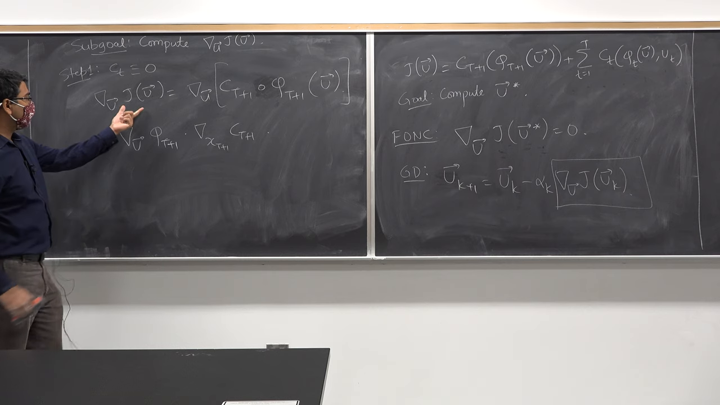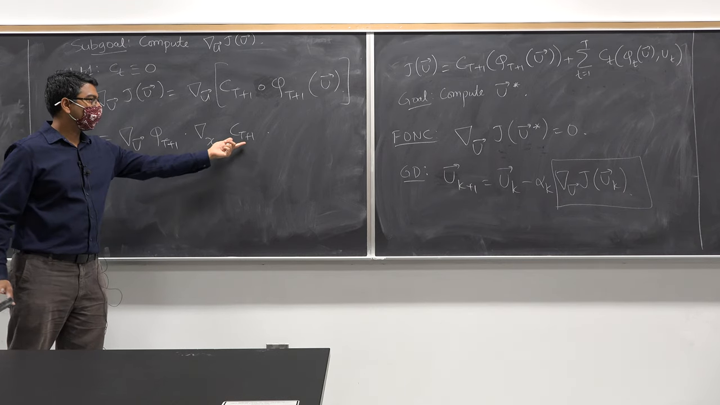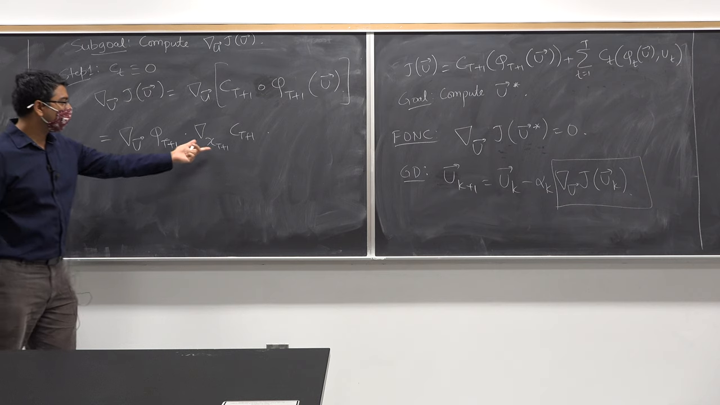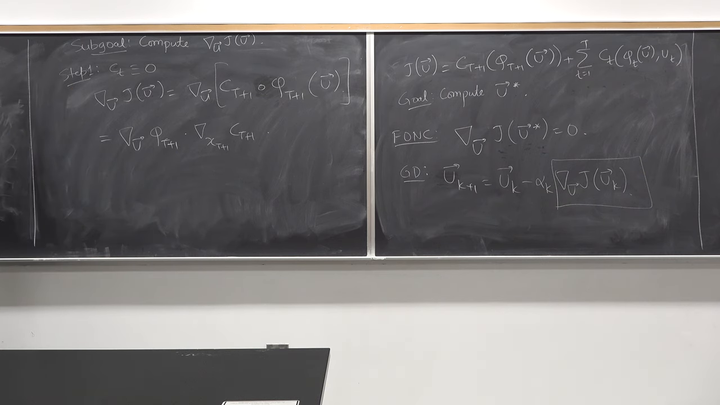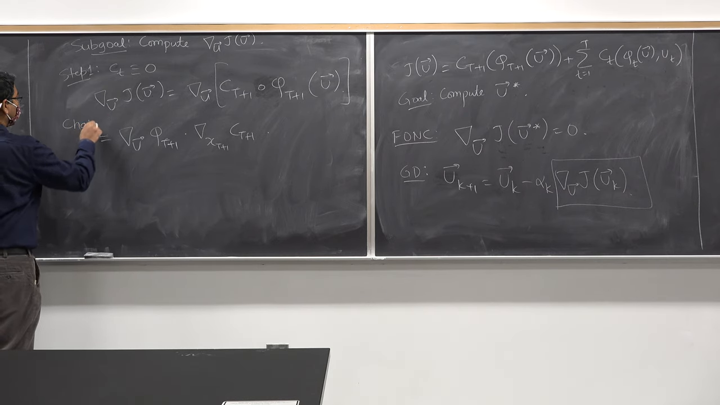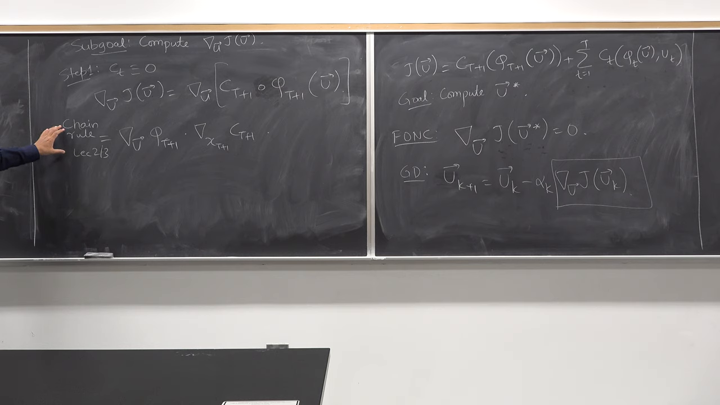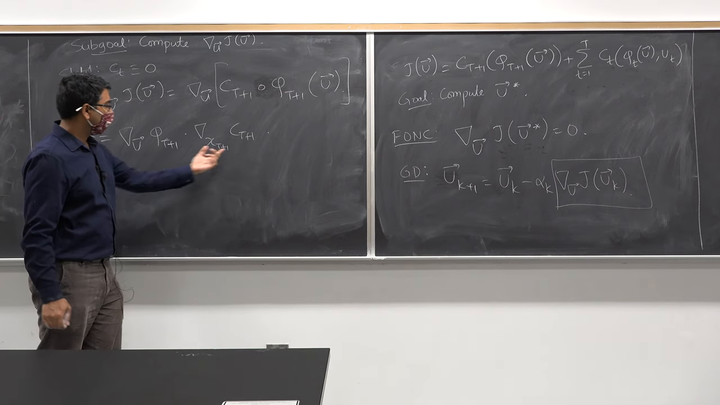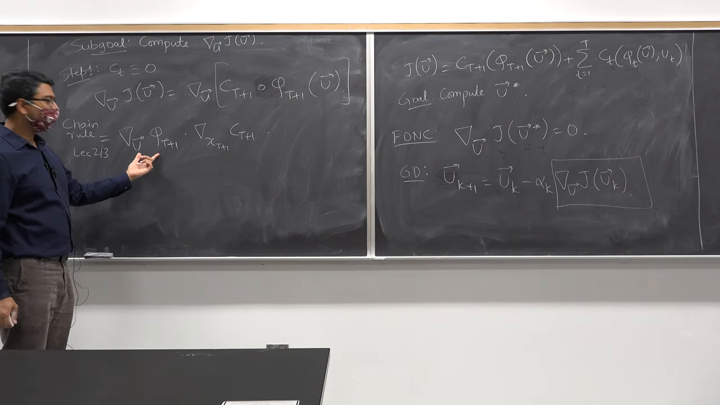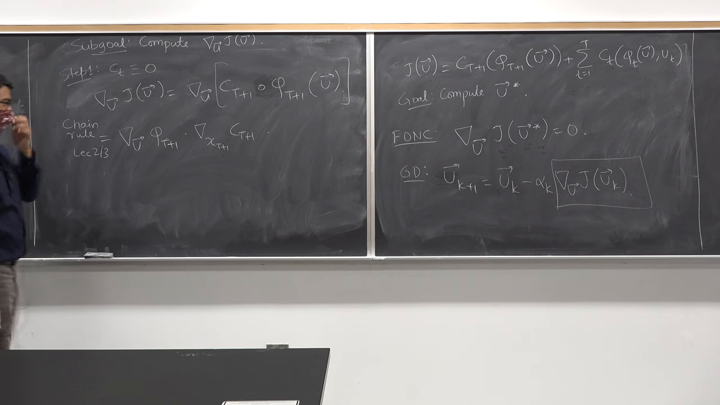So this one is easy to compute. I know exactly what ct plus 1 looks like. I can compute the derivative of ct plus 1 with respect to xt plus 1. So this part is easy. This is, by the way, chain rule. This was maybe lecture 2 or 3, I don't know which, but I talked about chain rule for differentiation. Using the chain rule, this part is easy to compute. This is the only part that's creating a problem for me.